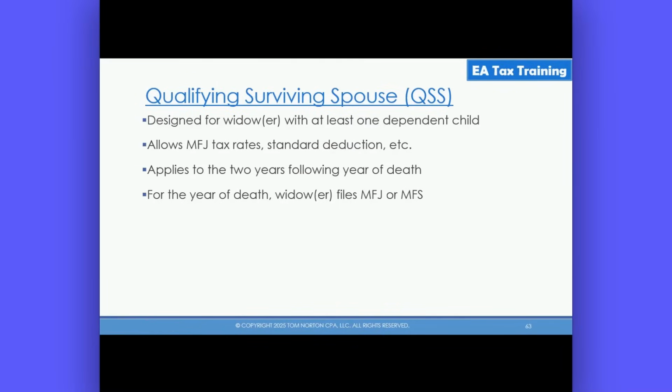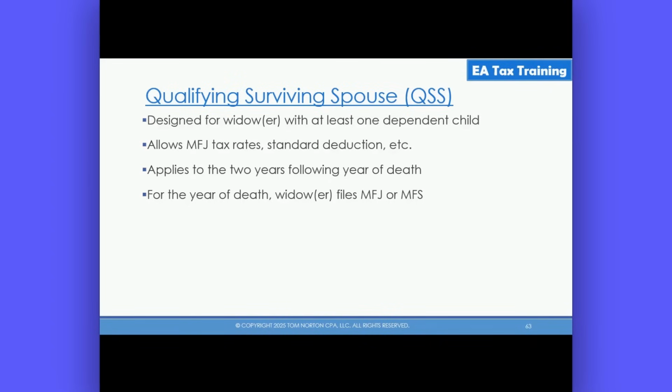Next filing status is qualifying surviving spouse. This is designed for a widow or widower who has at least one dependent child. And what it does is it allows that person to use the married filing jointly tax rates and standard deduction, even though they're technically not married. It applies for the 2 years following the year of death. So if the person died in 2024, they would be considered married still in 2024. They would not be a qualifying surviving spouse. But if they meet the criteria, they could be a qualifying surviving spouse in 2025 and 2026.